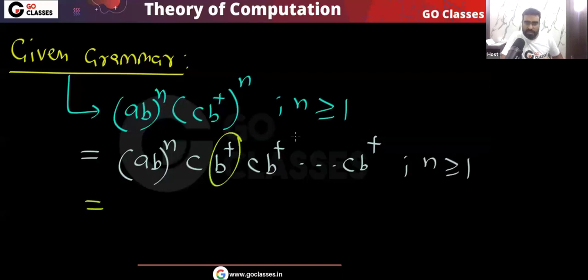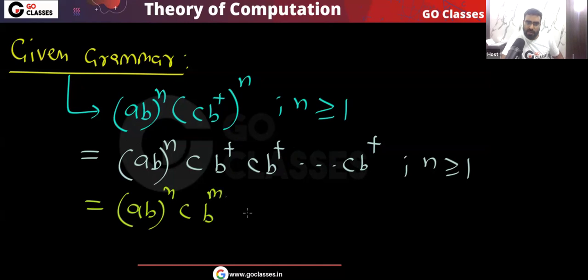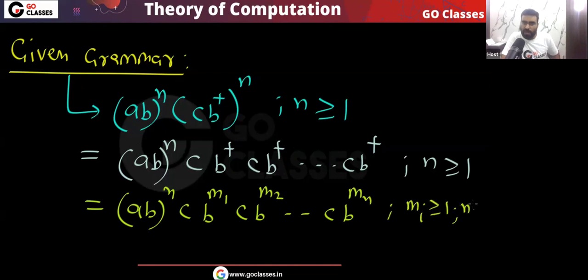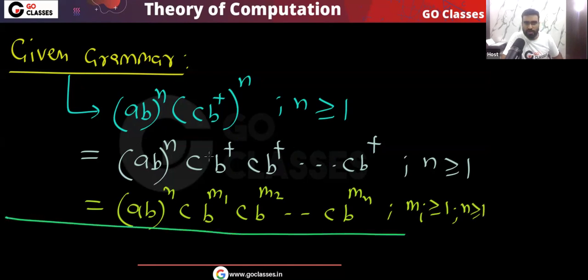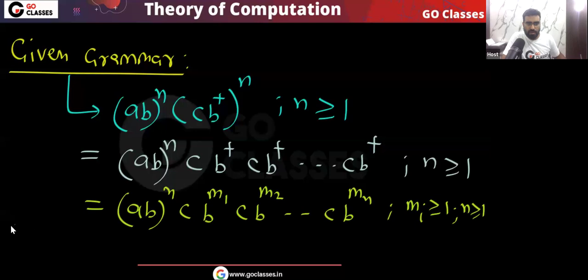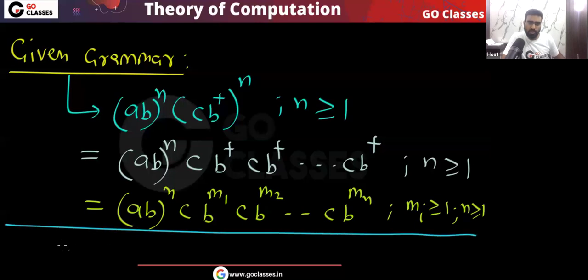So this and this, they have nothing to do with each other. So you are basically getting ab power n, cb power m1, cb power m2, up to cb power mn, where every mi is greater than or equal to 1 and n is greater than or equal to 1. But if you look at option C, what is option C giving you? What is the problem with option C?